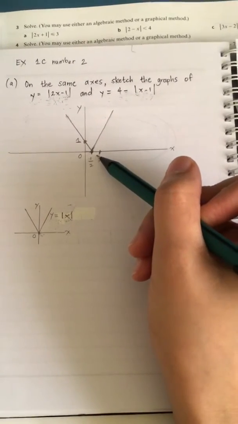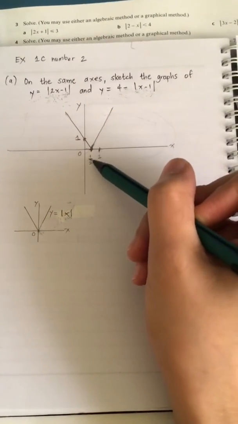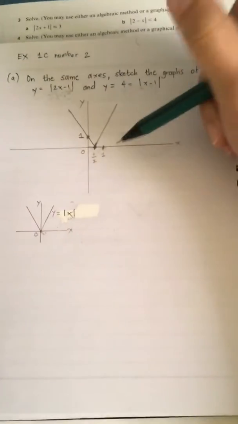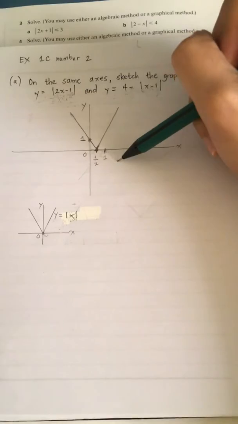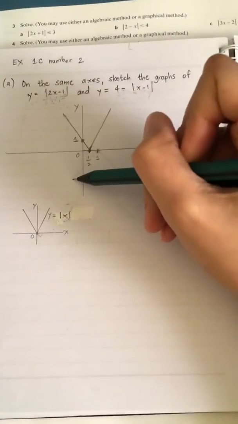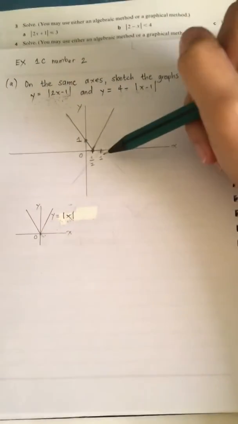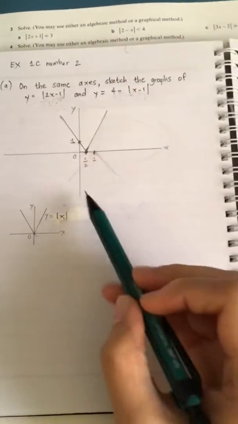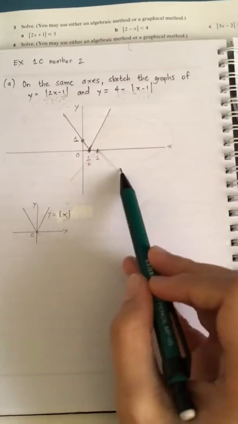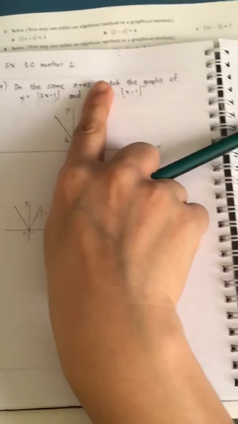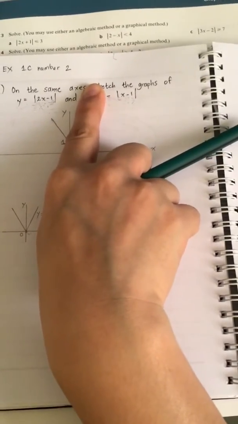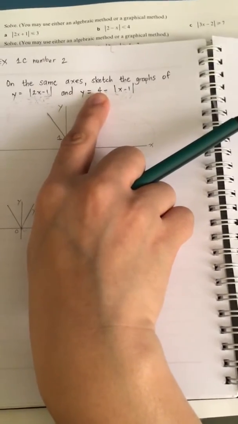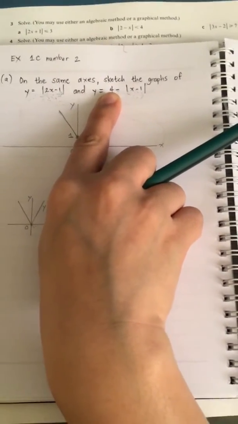However, I will draw it lightly first, because this is not the final graph. There's another transformation involved. So lightly. Basically, this is the graph of negative absolute value of x minus 1. But we have a 4 here, and the 4 is your vertical translation.